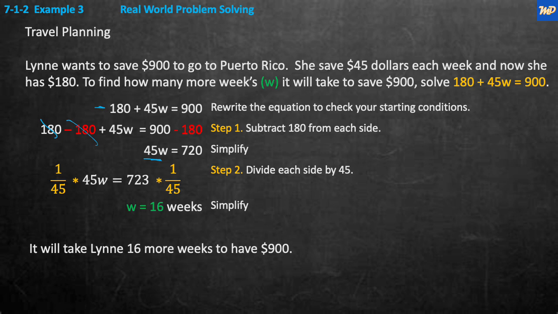So in order to solve this, we need to know what W is. How many weeks will it take? Well, we're going to multiply by the multiplicative inverse of 45. The multiplicative inverse of 45 is 1 over 45. And we have to do it on both sides. So when we do that, the 45s cancel, and it ends up being W. And 720 times 1 over 45, or divided by 45, happens to be 16. So it will take Lynn 16 more weeks to finally arrive at her $900 to go to Puerto Rico.